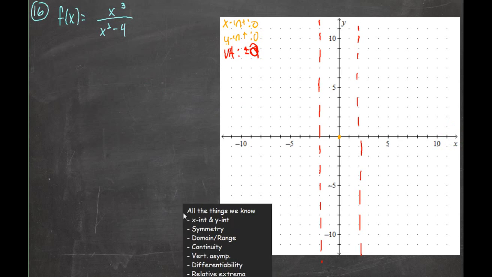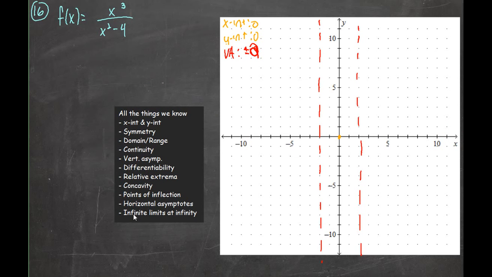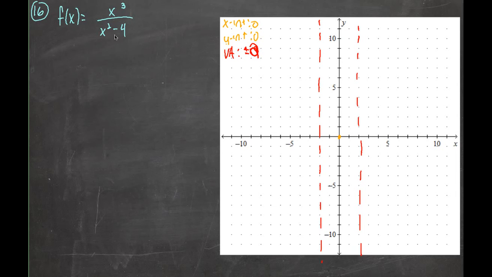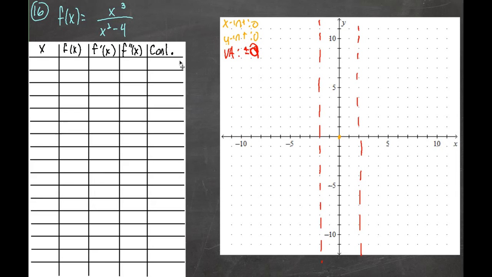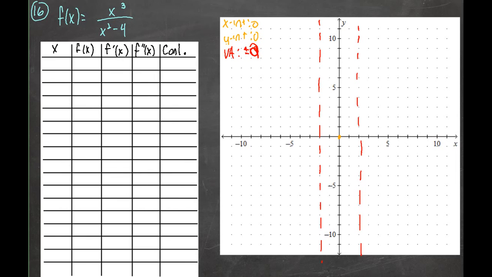Next, like I said, let's talk about horizontal asymptotes, or I'll just say other, okay? Let's look at what happens as x goes to infinity. Let's pull up our little chart here, okay? Or as x goes to negative infinity, and let's leave lots of room, as x goes to positive infinity, what's going to happen to our function?